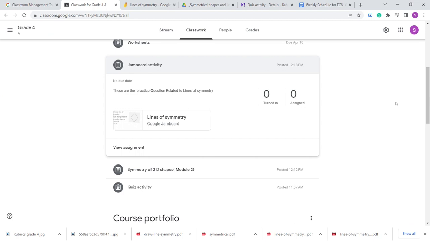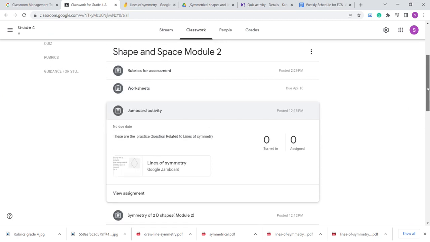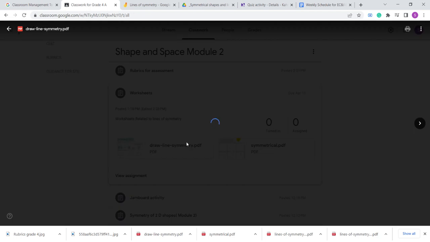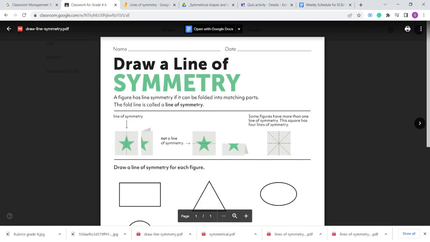So this is the best method. They can use the information that they learned from the classroom. Here is the worksheet, and I added two worksheets, but the worksheets have a deadline. They have to submit the worksheet by the 10th of April.